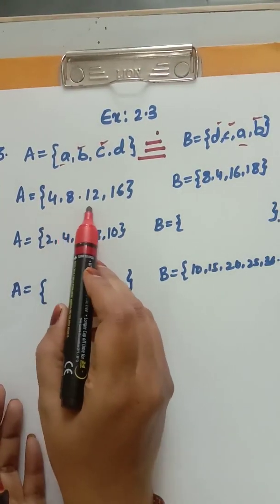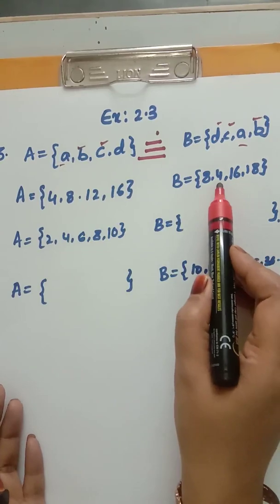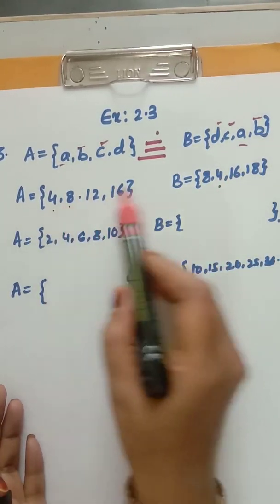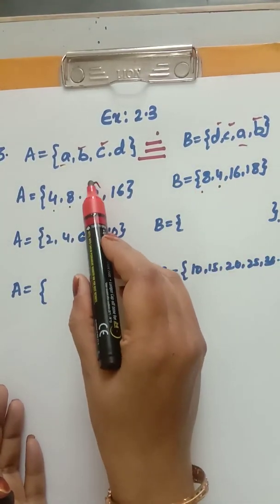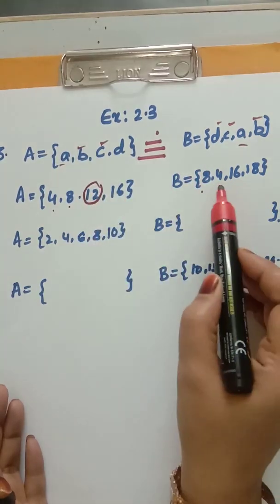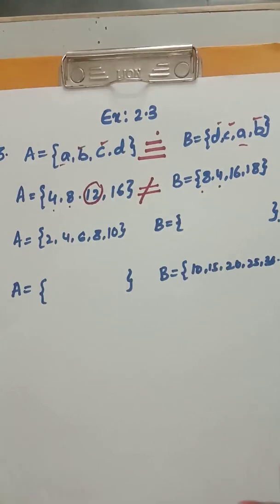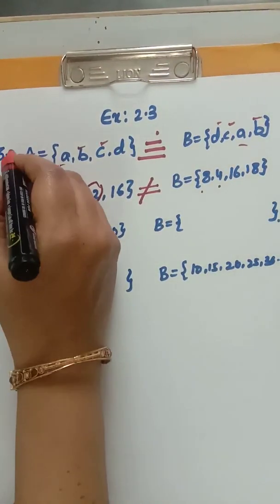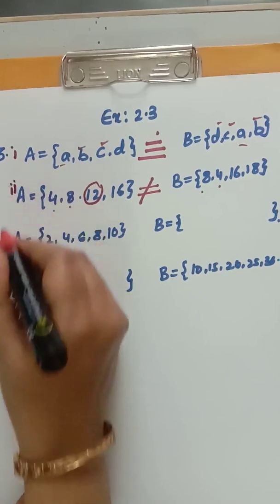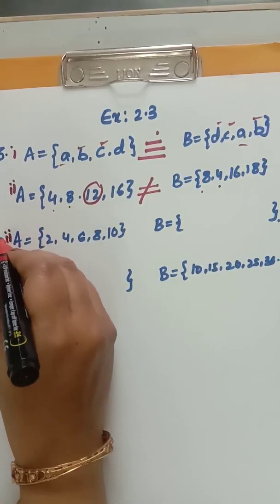Next, 4, 8, 12, 16. 4 is here in both sets. 8 is there. 12 is not there. That means this is not an equal set. Now let's move to the third one. This is first, second, third.